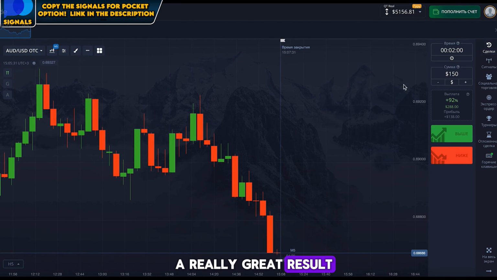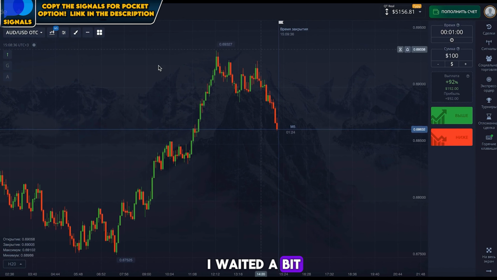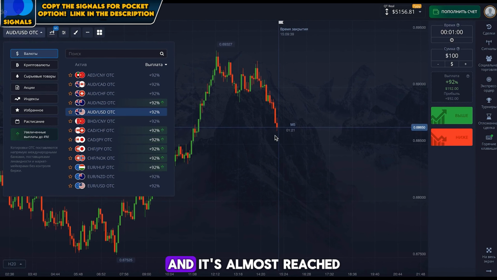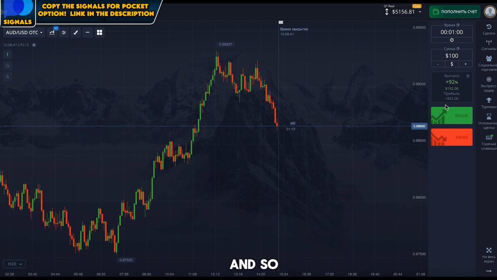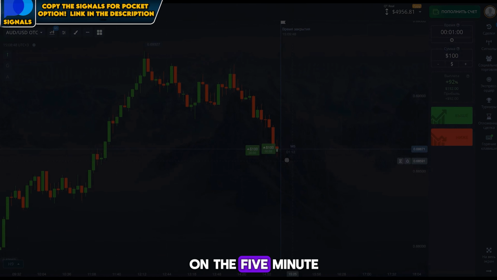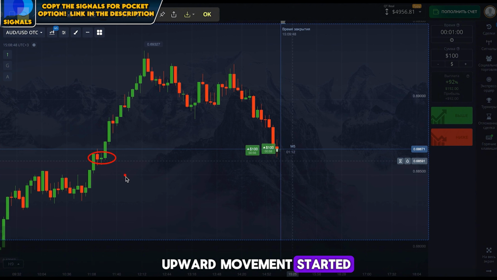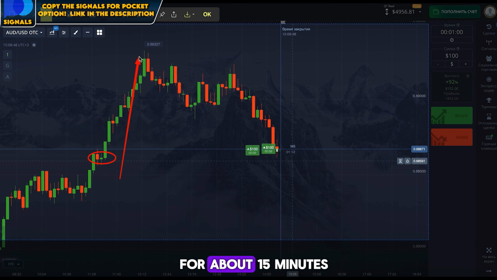A really great result. So guys, regarding this currency pair, I waited a bit. I'm watching the movement and it's almost reached the level, and so I'm going to take a trade for 1 minute for $200. I see a good signal for an upward movement on the 5 minute time frame. Look, the price has reached this area from which this strong upward movement started, as you can see right here. So the price has been rising quite nicely for about 15 minutes. So we can conclude that at the very least there will be a reaction from this level here.